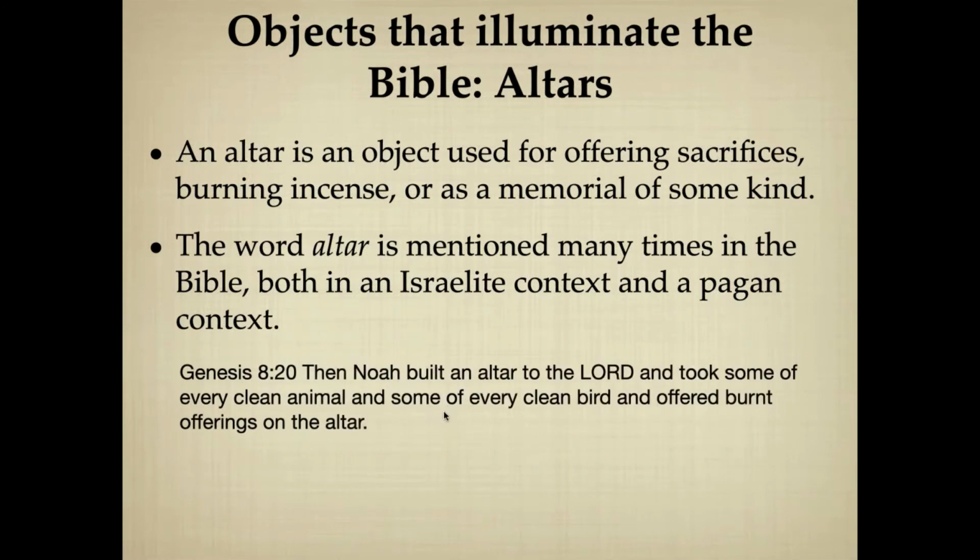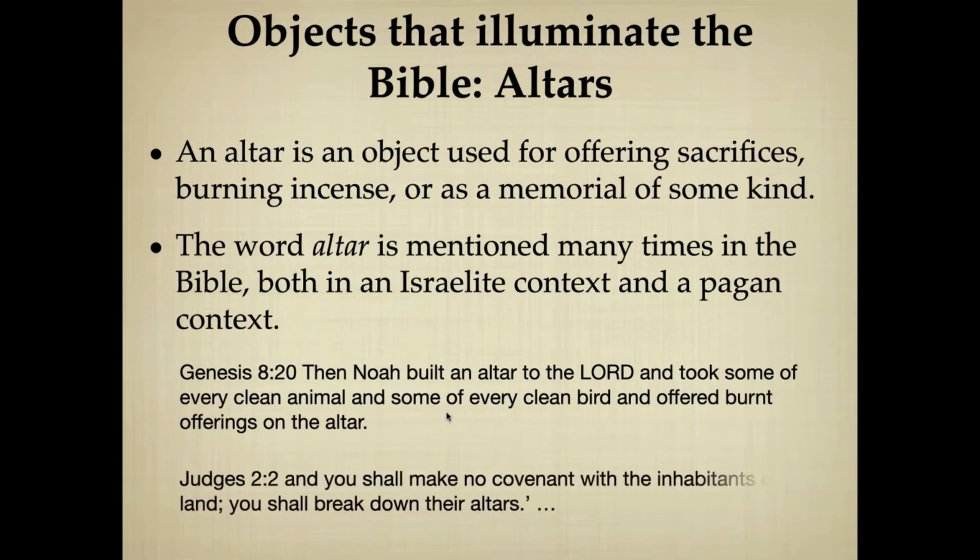It says in Genesis 8:20 that Noah built an altar to the Lord and took these animals and burned sacrifices or offerings on the altar. Also in Judges, we have an example of a pagan altar. In Judges 2:2, it says, you shall make no covenant with the inhabitants of this land, that is the Canaanites. And then it says, you shall break down their altars. So this is clearly referring to an altar from the Canaanites, not an altar to the Lord.